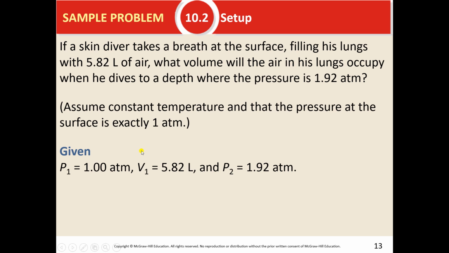So if we look at this example, if a skin diver takes a breath at the surface, filling his lungs with 5.82 liters of air, that's our first volume, what volume will the air in his lungs occupy when he dives to a depth where the pressure is 1.92 atm? That is our second pressure. How do I know it's the second pressure? Because he's at the surface taking in air, and then eventually there's going to be a change, and the change is the new pressure of 1.92 atm. The pressure at the surface at sea level is 1 atm.